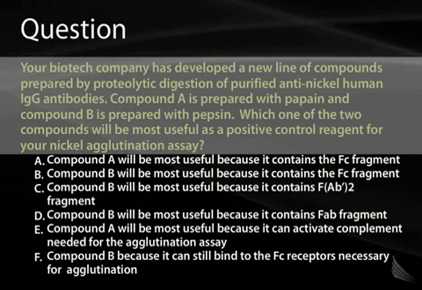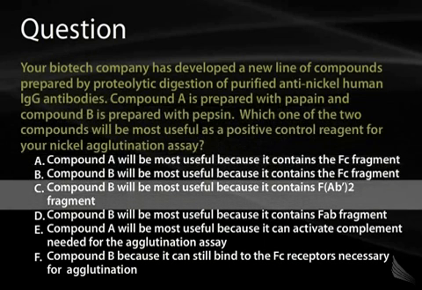A, compound A will be most useful because it contains the FC fragment. B, compound B will be most useful because it contains the FC fragment. C, compound B will be most useful because it contains the Fab prime 2 fragment. D, compound B will be most useful because it contains the Fab fragment. E, compound A will be most useful because it can activate complement needed for the agglutination assay. Or F, compound B because it can still bind to the FC receptors necessary for agglutination.